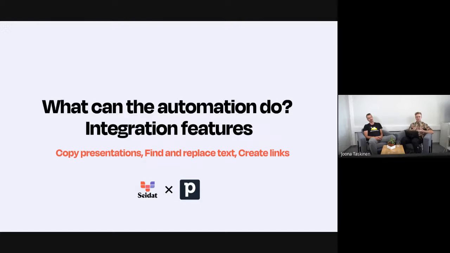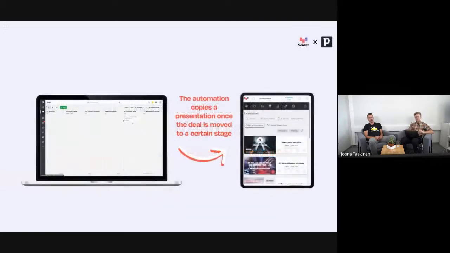Let's first check how the automation copies the presentation, how it can find and replace content, text, and how it can create links, and then let's go forward from there. But in this animation, you can see essentially one of the ways that the automation can trigger, and by triggering we typically mean that something happens and then the actions follow that. So it's the start of the automation.